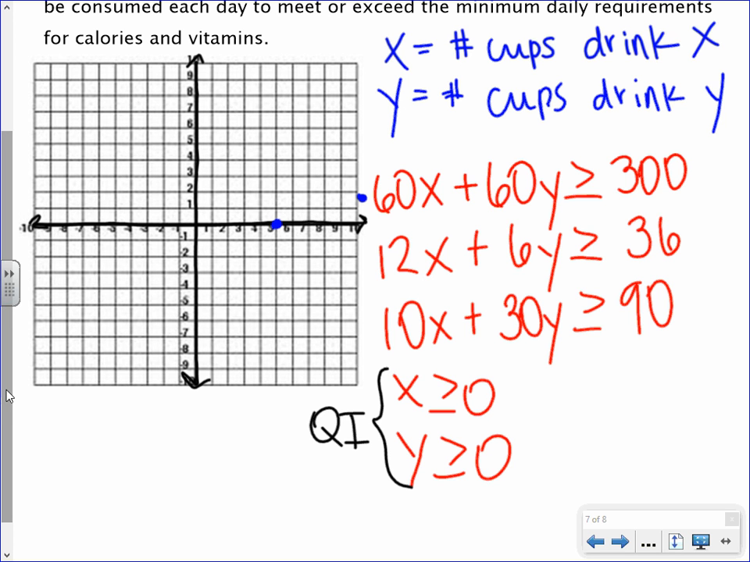And to get a y-intercept, we can plug 0 in for x. If we plug 0 in for x, we have 60y equals 300. What is y?